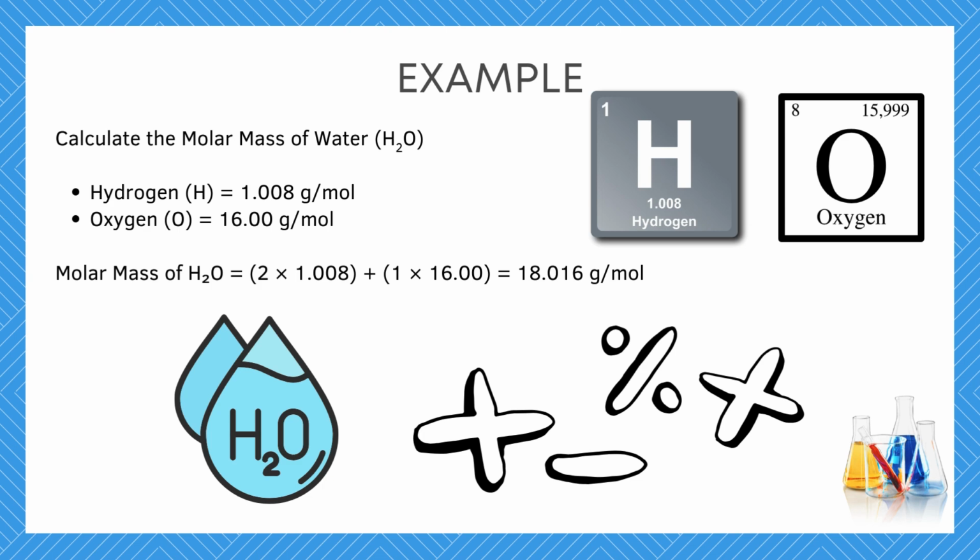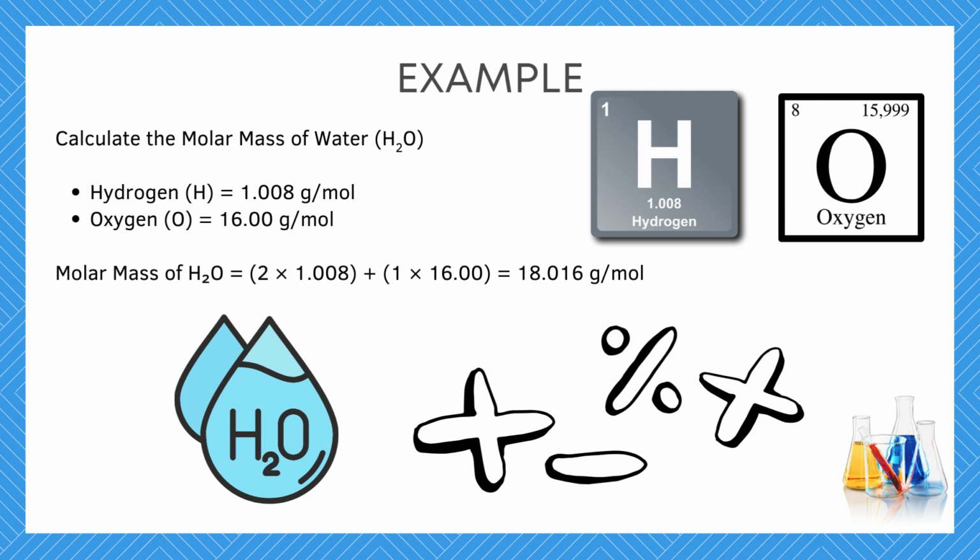Now, first things first, you need to know the relative atomic masses of all the elements that are present in the compound water. What are the elements present? We have hydrogen, and hydrogen has the relative atomic mass of 1.008 grams per mole. We have oxygen as well. Oxygen has the relative atomic mass of 16 grams per mole.